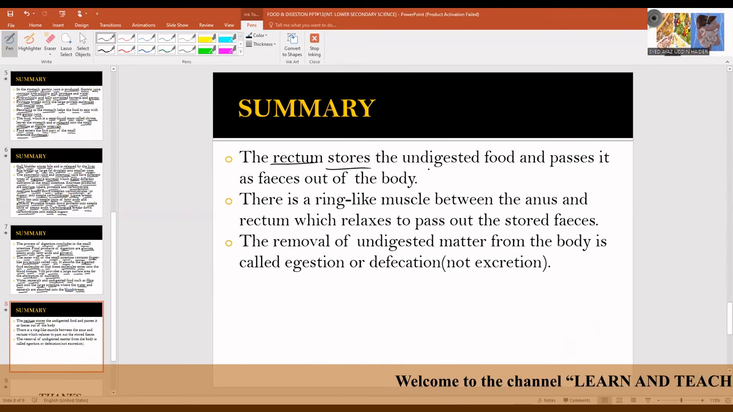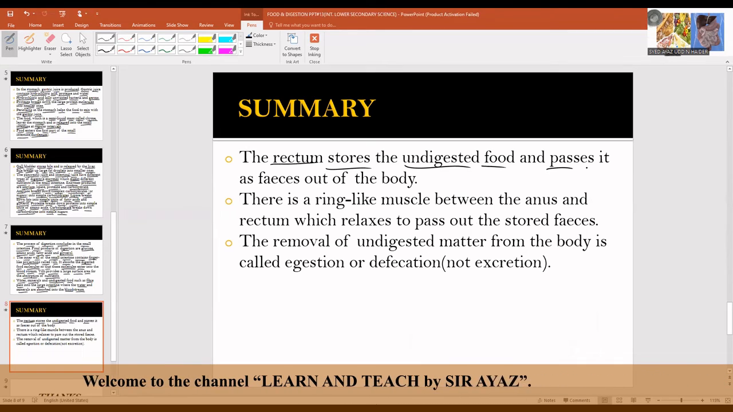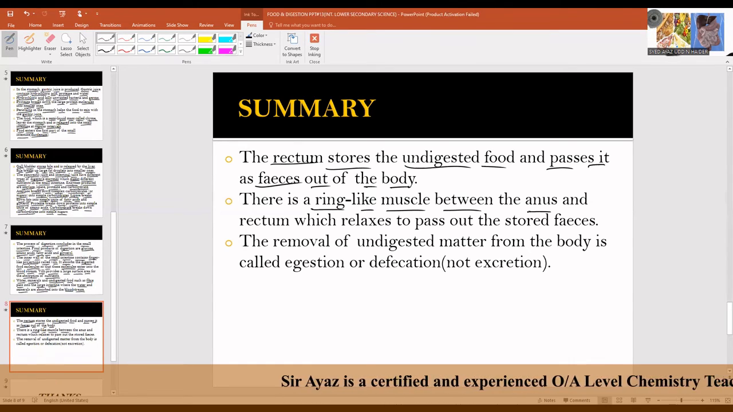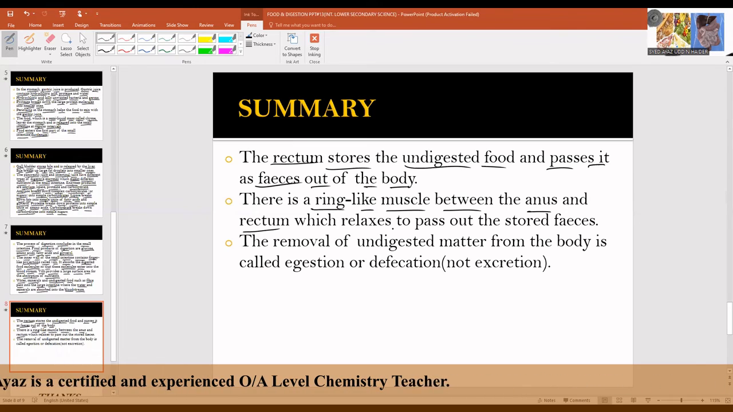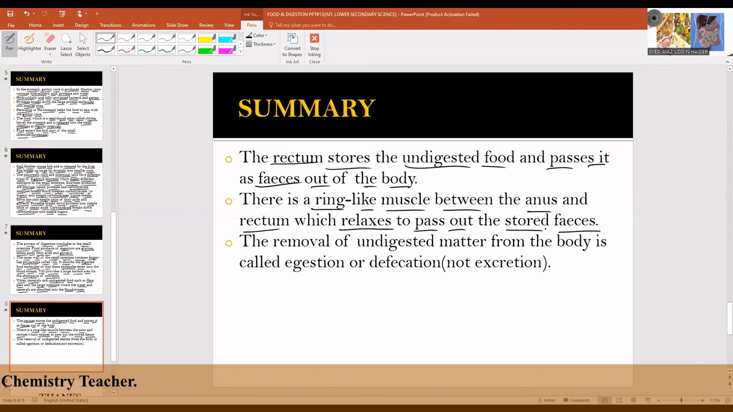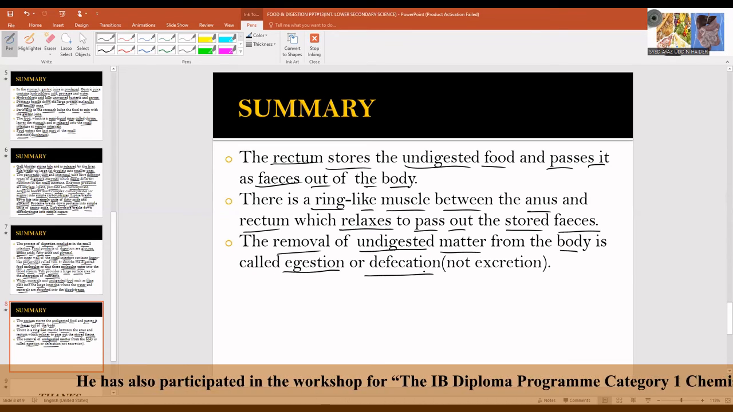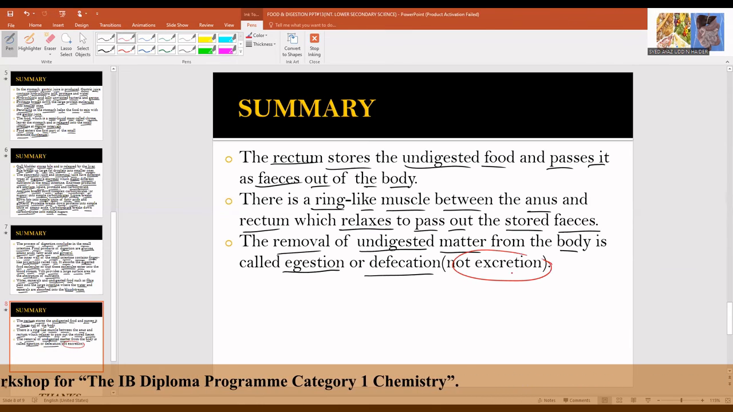The rectum stores the undigested food and passes it as feces out of the body. There is a ring-like muscle between the anus and rectum which relaxes to pass out the stored feces. The removal of undigested matter from the body is called egestion or defecation, not excretion.